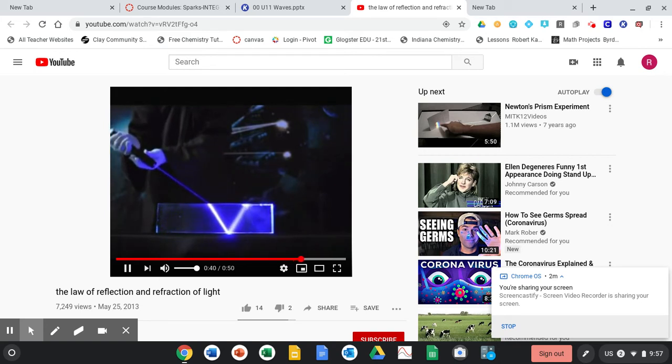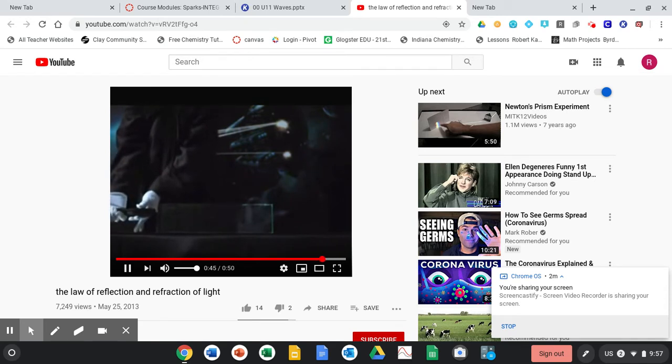Now, do you see what they're also showing refraction here? You see how the angle, once it hits the glass, changes the angle of incidence?